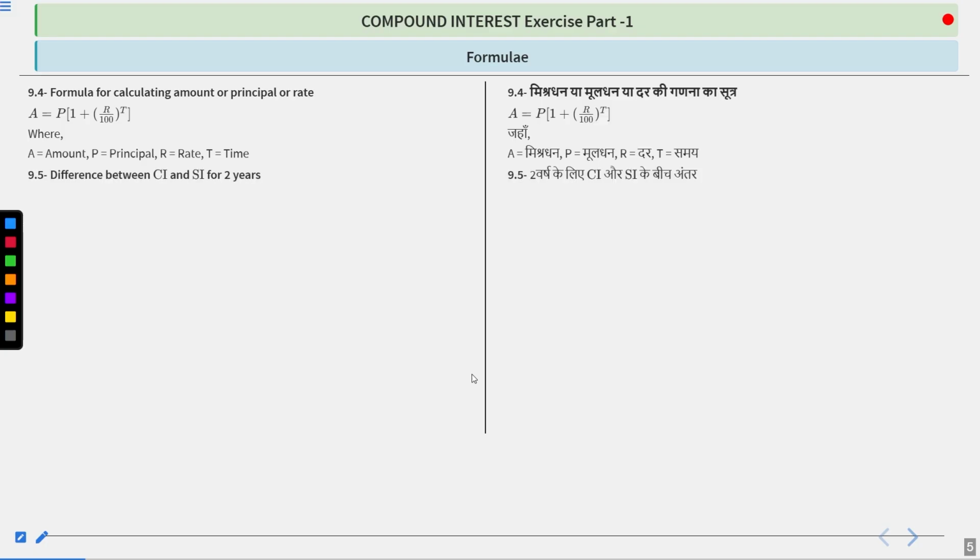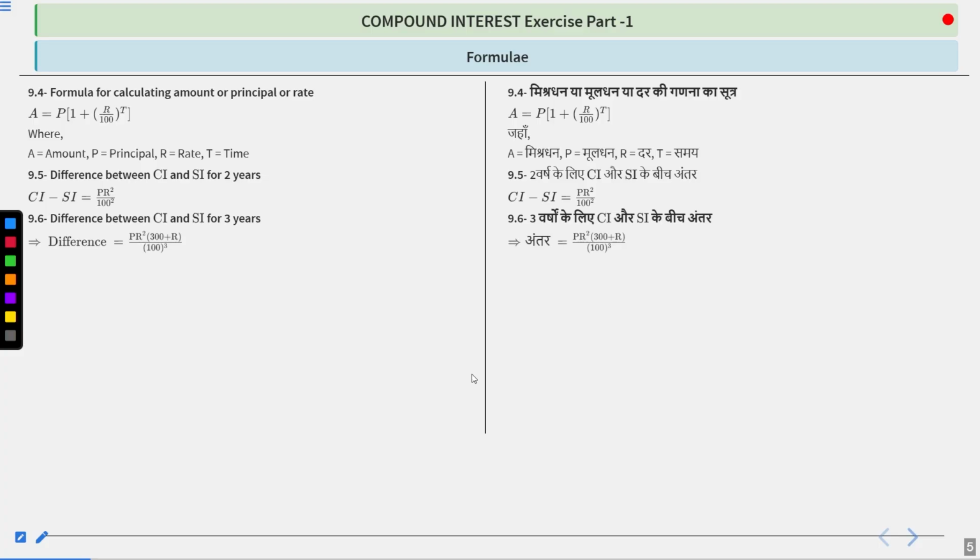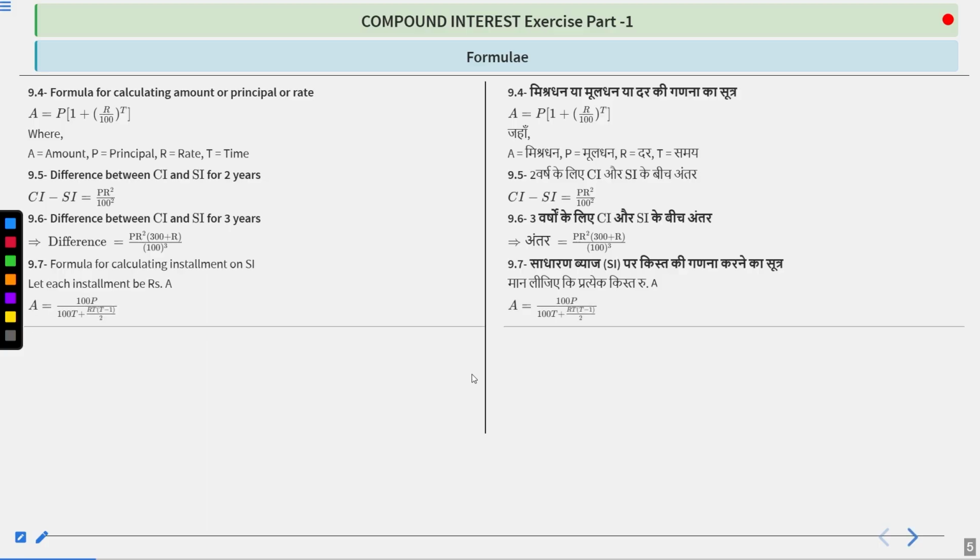Then we have the difference between CI and SI for 2 years. The difference is equal to P R square upon 100 square. Then we have the difference between CI and SI for 3 years. The difference is equal to P R square into (300 plus R) upon 100 cube. Then we have the formula for calculating installment on simple interest SI. Let each installment be rupees A. Then A is equal to 100P upon 100T plus RT into (T minus 1) upon 2.